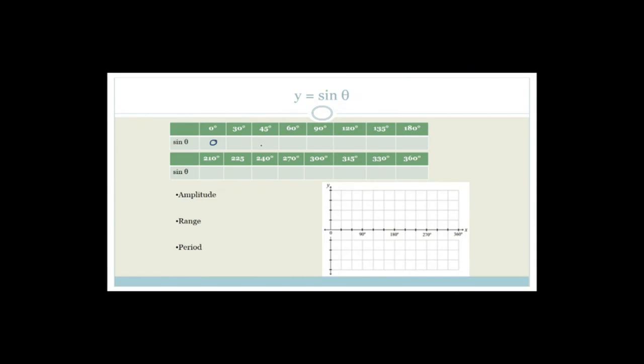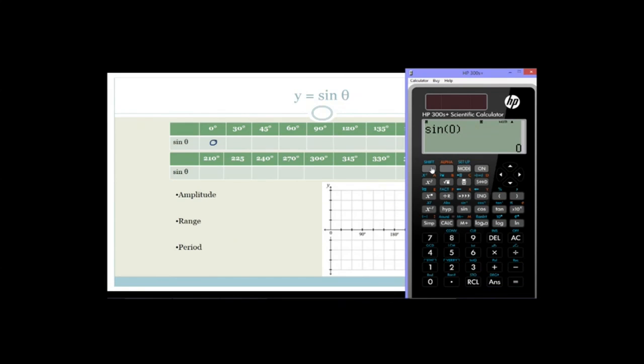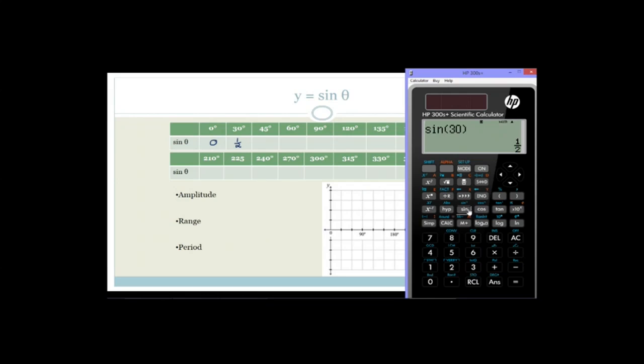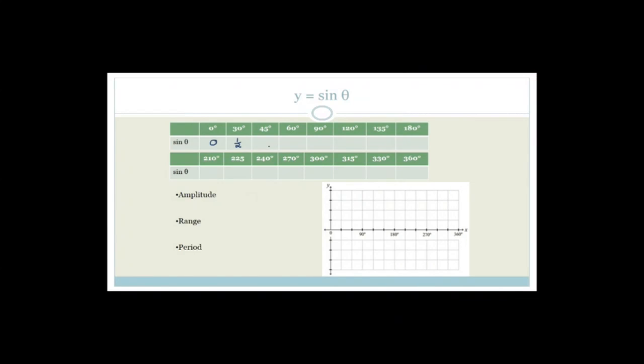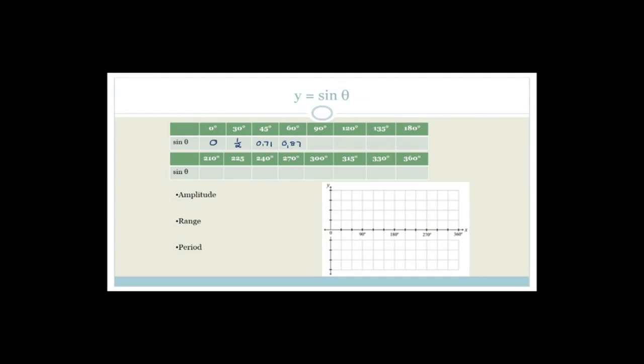Okay. Now, let's do sine of 30 degrees. Okay, so it is going to be a bit tedious, and I'll show you what happens. But we do have a pattern. So now we're going sine of 30 degrees equals a half. Okay. Sine of 45 degrees equals root 2 over 2, that does not help me at all. Where's the SD button? 0.707, 0.71. Sine 60, which is going to be 0.87, and sine 90.